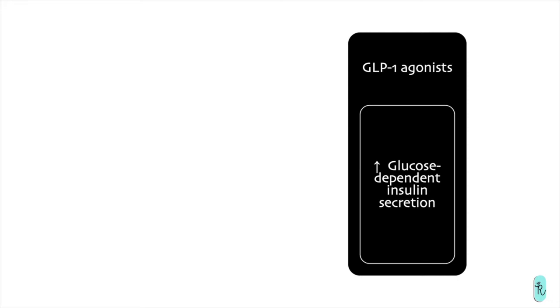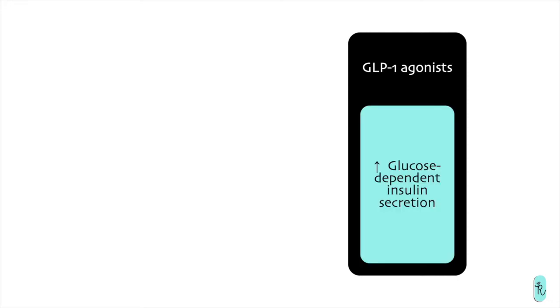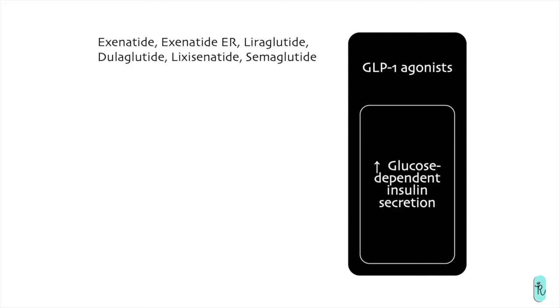Our last class of medications are the GLP-1 agonists. These work by activating GLP-1 receptors and incretin receptor, thereby increasing glucose-dependent insulin secretion. This class includes exenatide, exenatide extended release, liraglutide, dulaglutide, lixisenatide, and semaglutide.